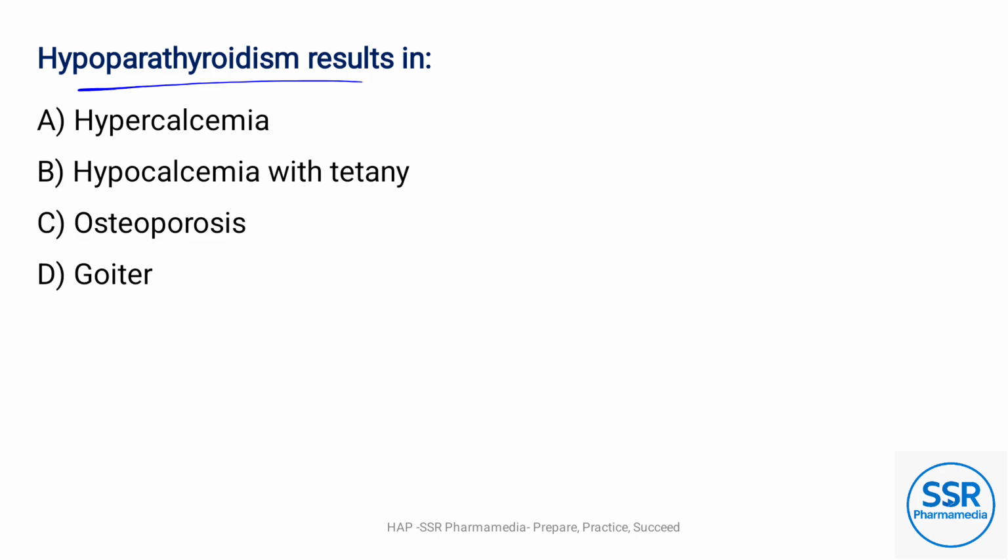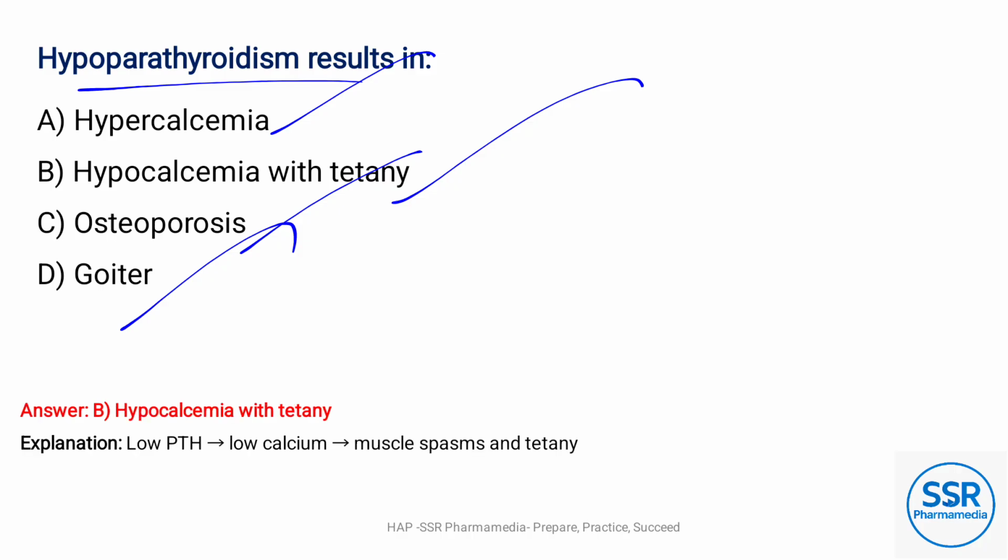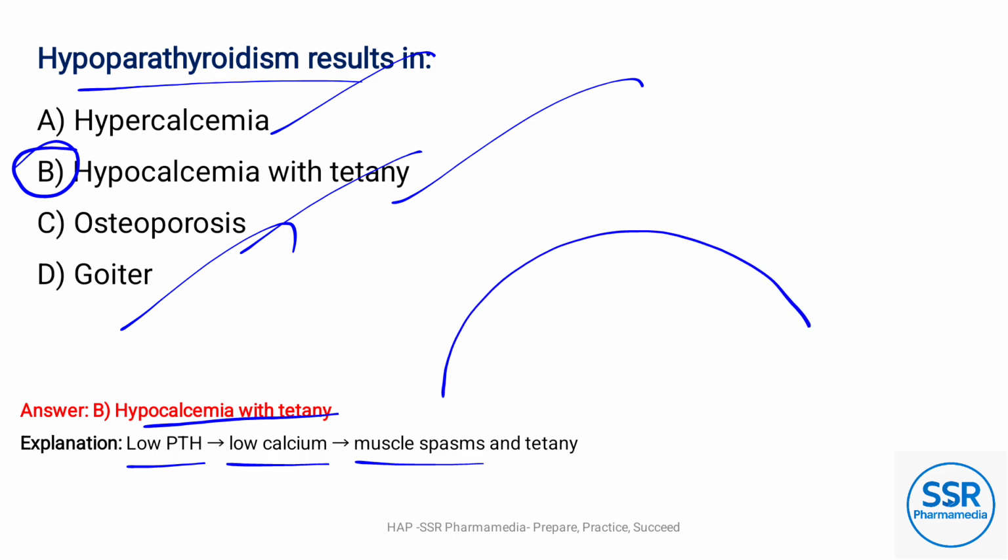Hypoparathyroidism results in option A hypercalcemia, option B hypocalcemia with tetany, option C osteoporosis, option D goiter. So the answer is option B, hypocalcemia with tetany. In hypoparathyroidism, when the hormone is low, it leads to a low level of calcium, and it produces muscle spasms and tetany. Tetany will form a bow-like muscle structure, that means the human body is bent like a bow.